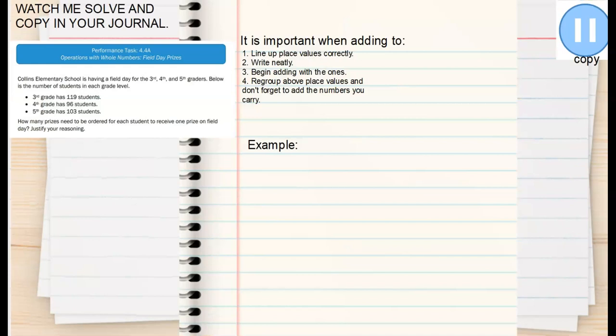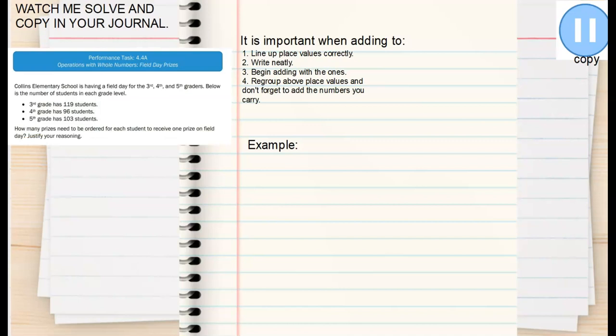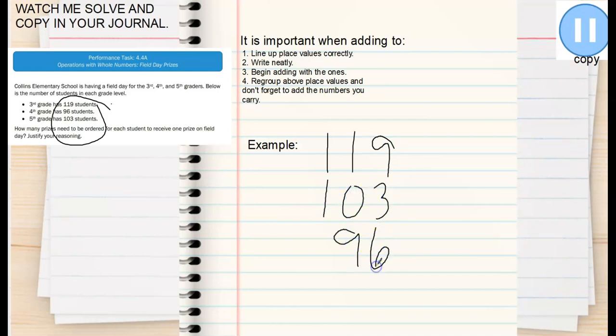Now I would like for you to watch me as I solve the problem. Okay, let's go ahead and get started. I'm going to go ahead and add the 3rd, 4th, and 5th graders. I am going to make sure I line up my place value correctly. I'm going to group my 3 digits with my 3 digit and put my 2 digit on the bottom. Now I could put the 2 digit in the middle, but it looks a lot better whenever we have the similar digits grouped together. I also made sure to write nice and neatly so I can read my handwriting.